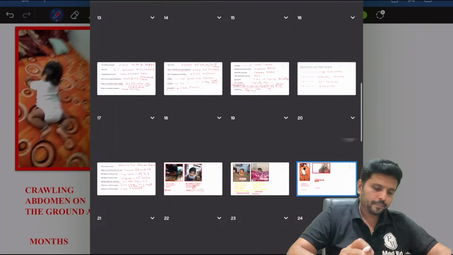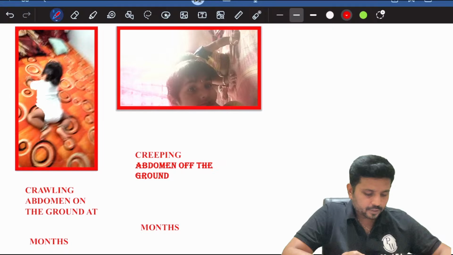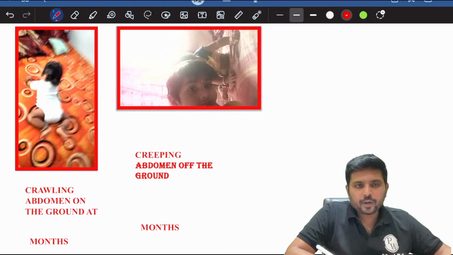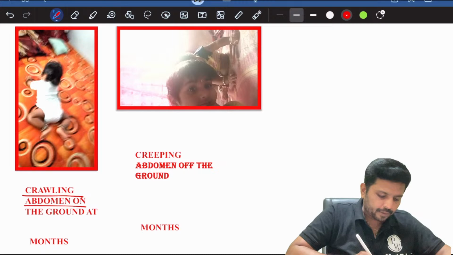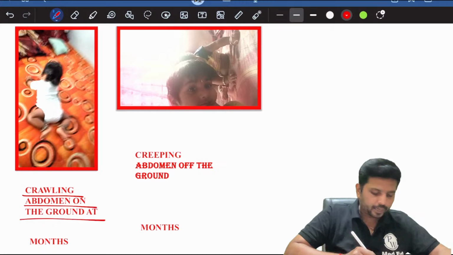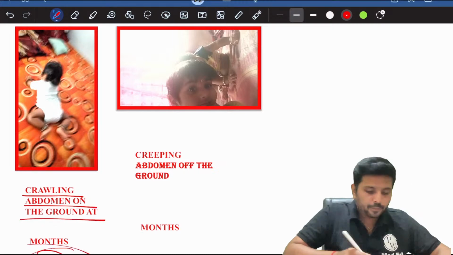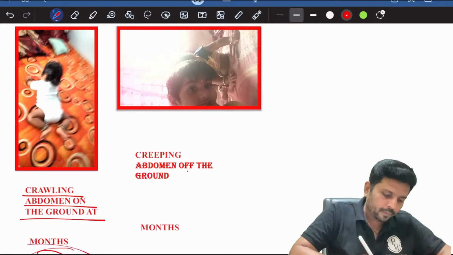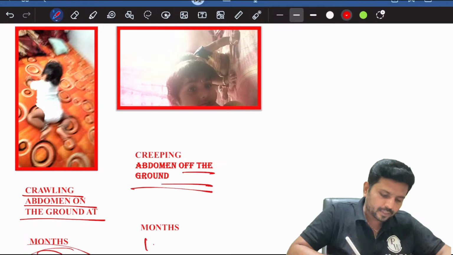8 months. What is this? What do you mean by crawling? What do you mean by creeping? Crawling means abdomen on the ground, usually occurs by 8 months. Whereas creeping means abdomen off the ground. That means 10 months.